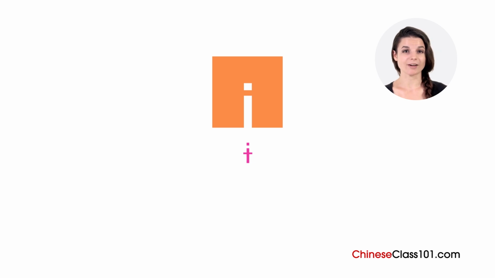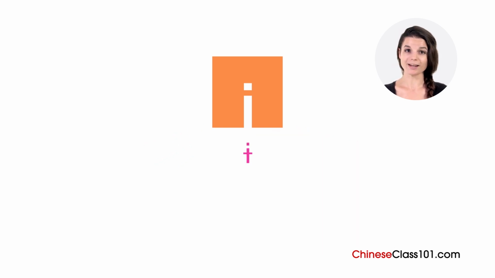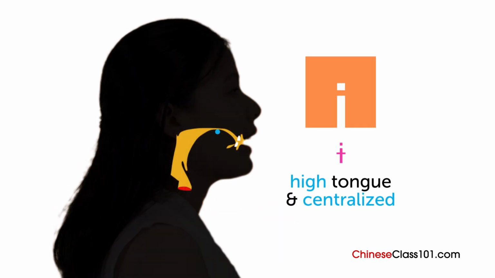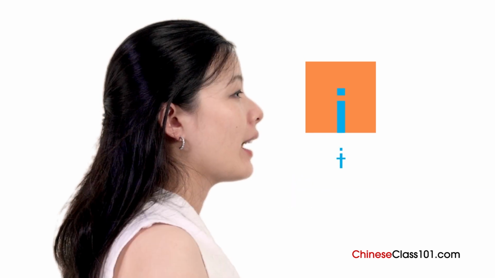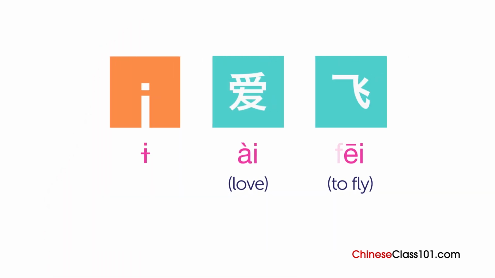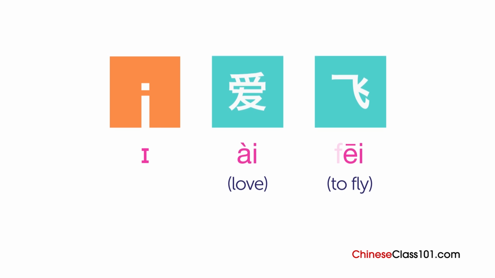One trick to pronouncing this vowel is to say the word ye, as in, O ye of little faith. The Y sound should raise your tongue to the correct position in your mouth. Try it. Now listen to how Yinru pronounces this vowel. When paired with the following, the I changes. It's identical to the short I sound in the word bit.